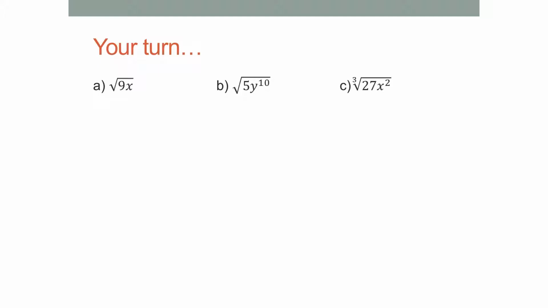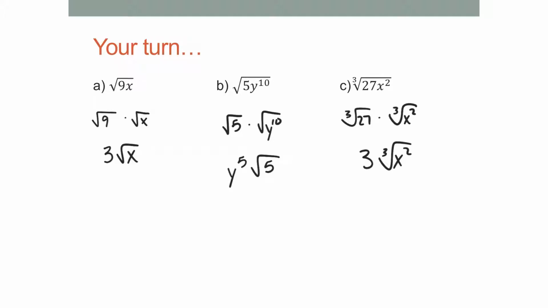All right. Patterns say I have to give you a few to try, so there's your few to try. Again, pause the video. Answers will be coming up shortly. There's the answers to those: 3 times the square root of x, y to the 5th times the square root of 5, and 3 times the cube root of x squared.